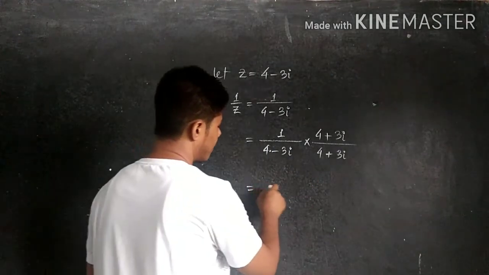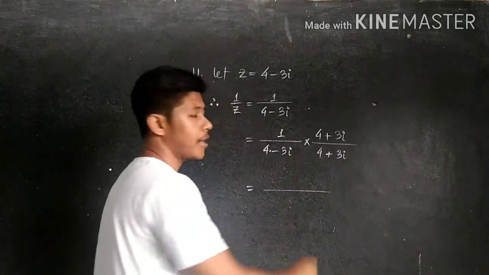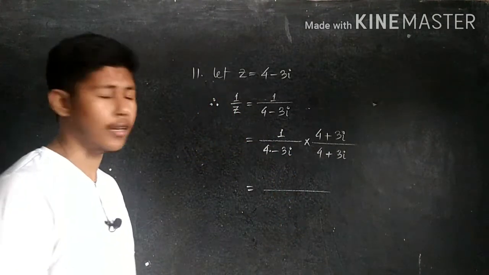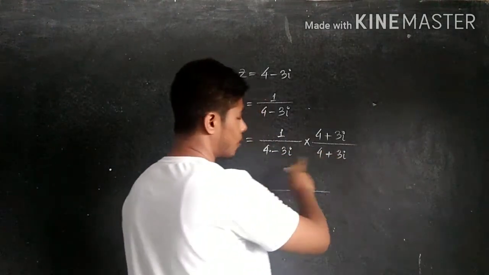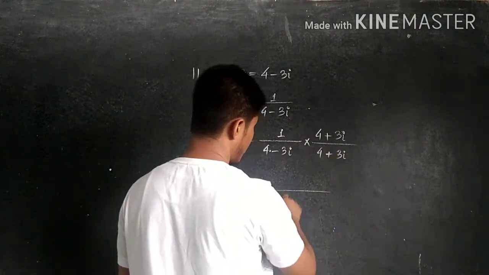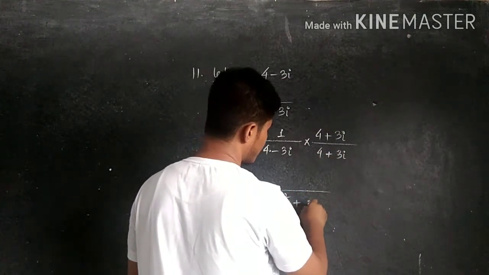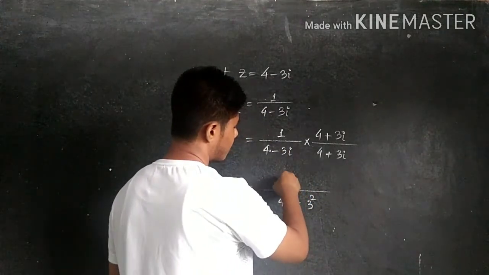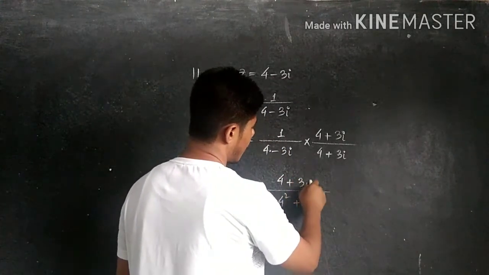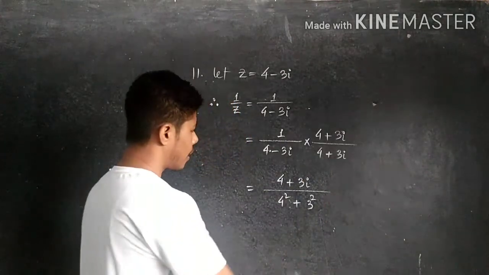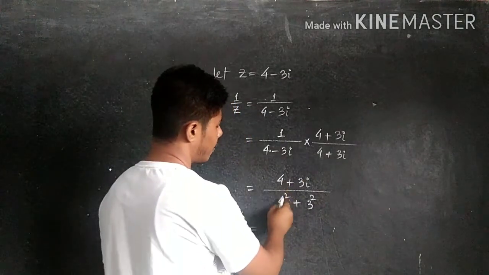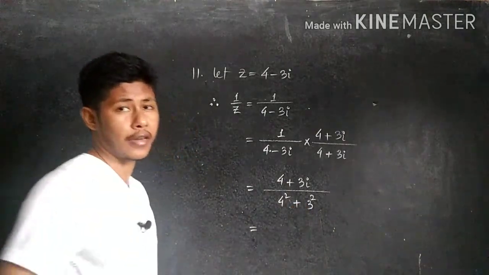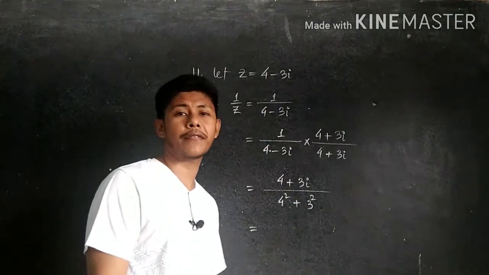So multiplying by the conjugate, we get this result. Now if you see this one, it is of the form a minus ib times a plus ib, isn't it? So if you multiply these two, what do we get? a square plus b square. That means we get here 4 square plus 3 square, since b is 3. And in the numerator we write 4 plus 3i. Is it clear? Now if you calculate, 4 square is 16 plus 9, that means 25.